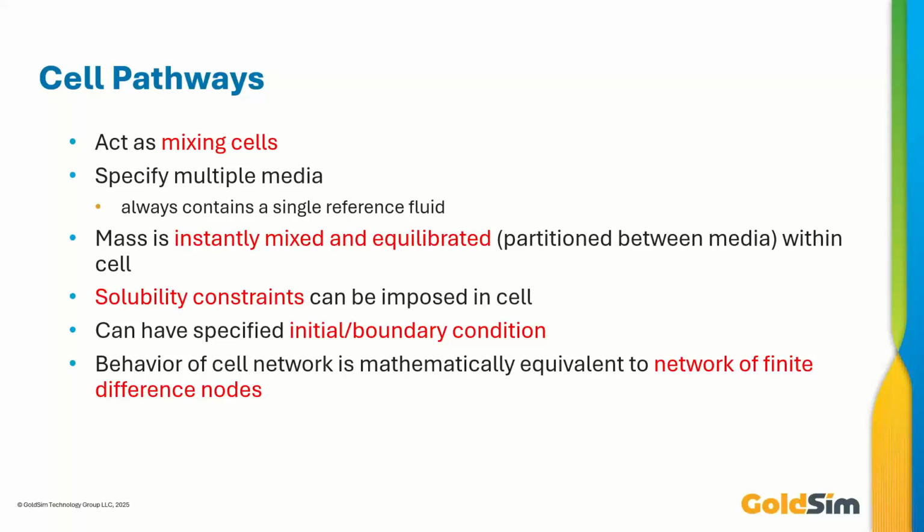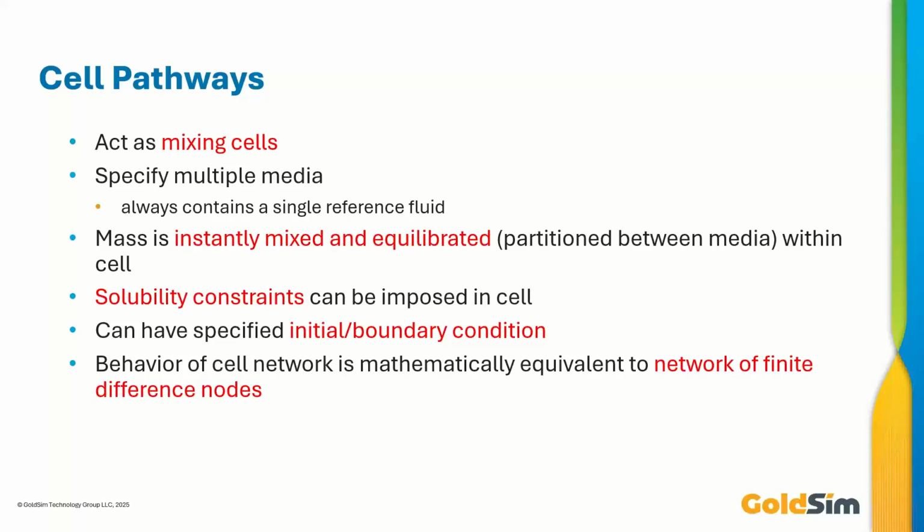A cell pathway is instantly mixed and it's instantly equilibrated. So if we have water and sediment in a cell, and there's a partition coefficient for a species between the water and the sediment, as soon as mass enters that cell, it's instantaneously equilibrated through all the media. We're going to discuss this a bit further, but I want you to keep that in mind. A cell pathway is instantly mixed and equilibrated. We can do some things like add solubility constraints to a cell. We'll see an example. Of course, the cells have to be able to have mass enter it, so we can specify an initial condition or we can specify a boundary condition for the cell.